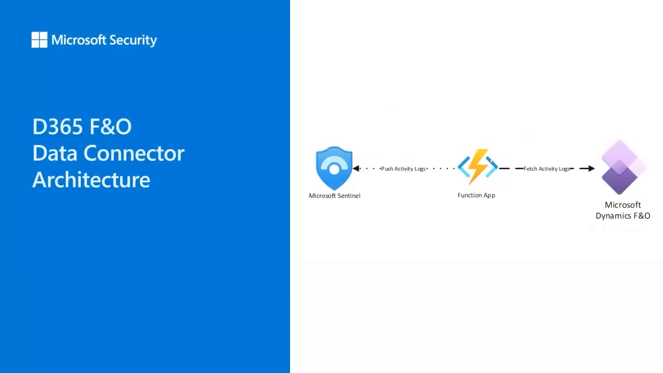How does the architecture of that look? This data connector uses a function app that, as I said, uses the Dynamics FNO APIs to fetch the activity logs from Dynamics FNO, and it pushes them directly into Sentinel.